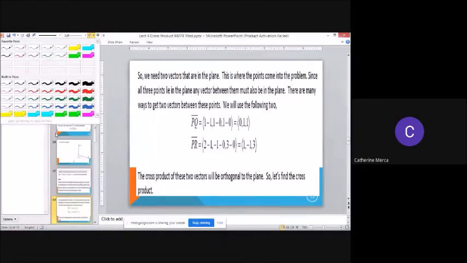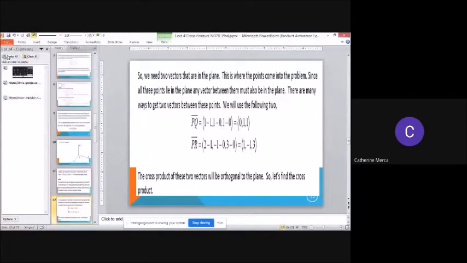So our P is the point (1, 0, 0). And our Q was the point (1, 1, 1). Parentheses lang yan kasi mga points sila. So your PQ will now be 1 minus 1, 1 minus 0, and 1 minus 0.